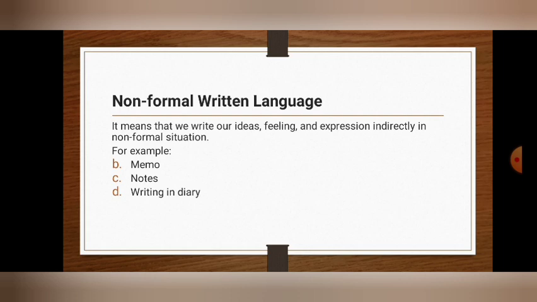And then non-formal written language, it means that we write our ideas, feelings, and expressions indirectly in a non-formal situation.